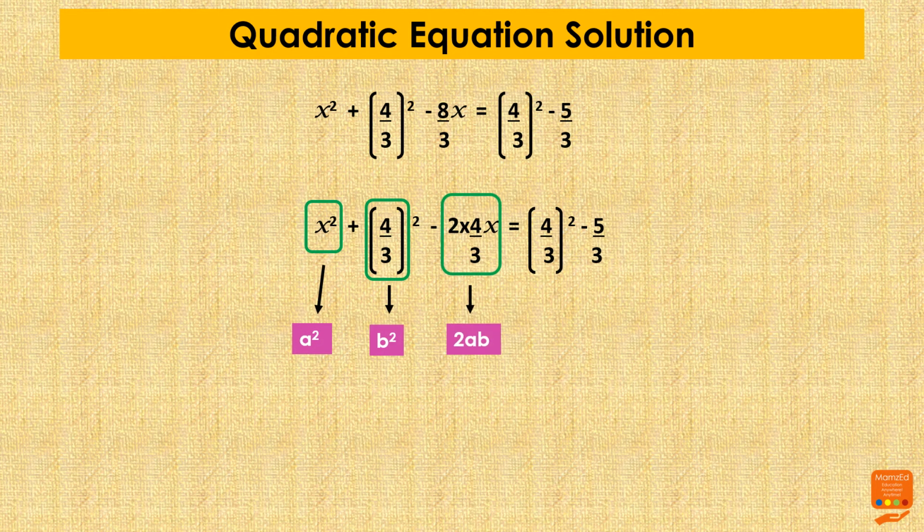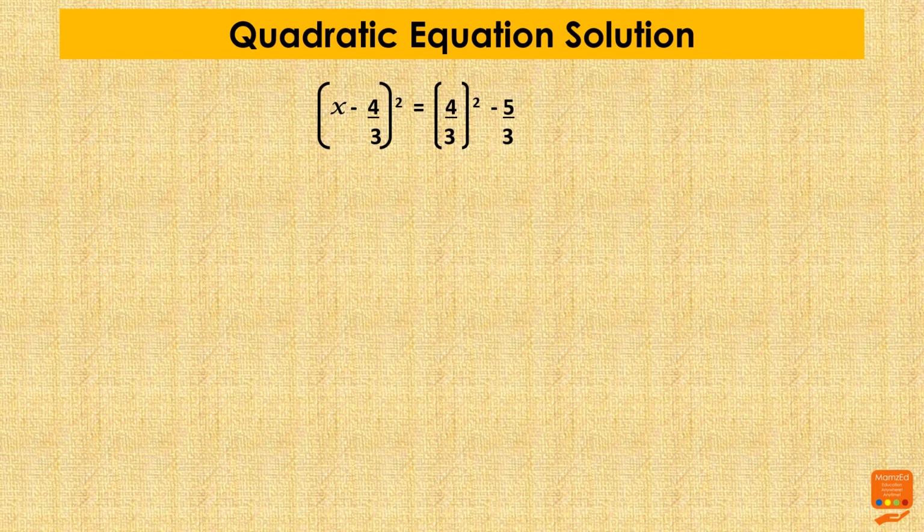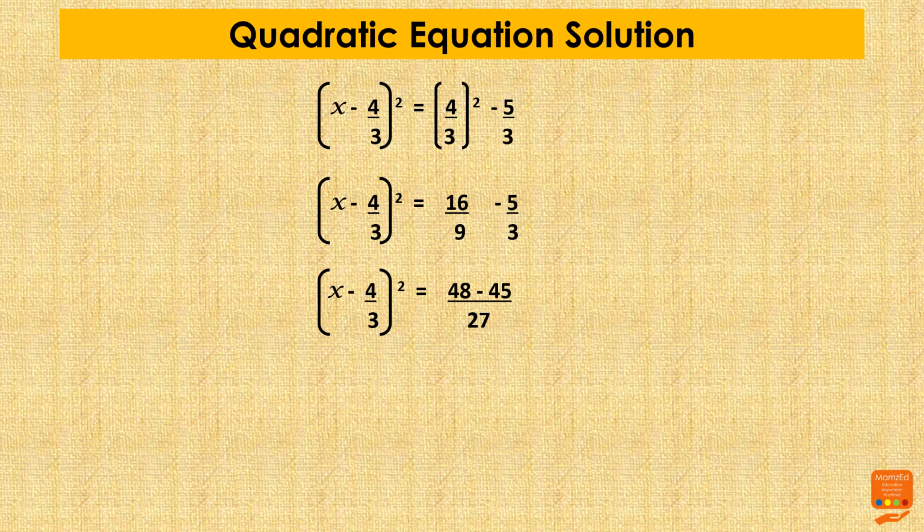So now that we have completed the perfect square of the quadratic equation on the left hand side, we will find the value of x by solving this entire equation. We open the square on 4 by 3, which is on the right hand side, we get 16 by 9. We try to solve the right hand side of the equation. By solving the right hand side of the equation, we get 1 by 9 on the right hand side. So we get (x minus 4 by 3) square is equal to 1 by 9.